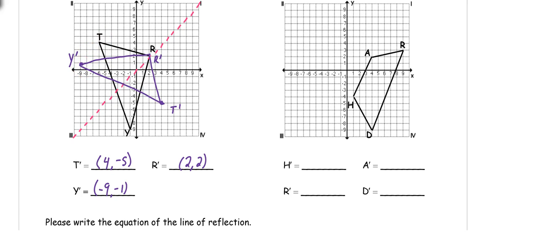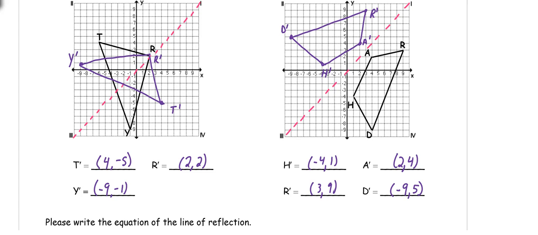Pause the video and try number 6. In number 6, once you perform your reflection, you should have gotten H prime at -4, 1, A prime at 2, 4, R prime at 3, 9, and D prime at -9, 5.